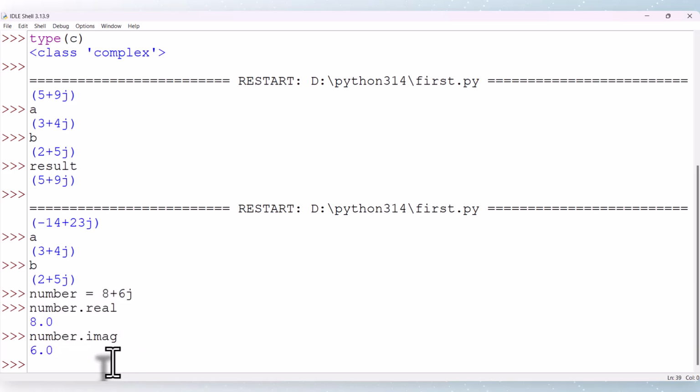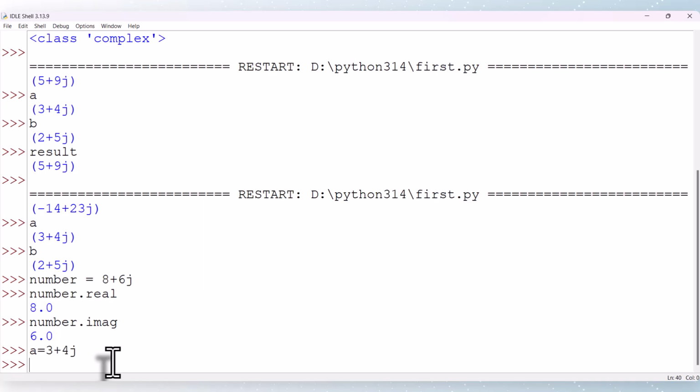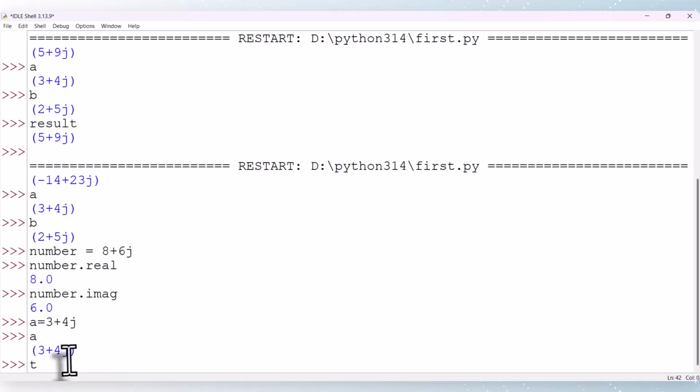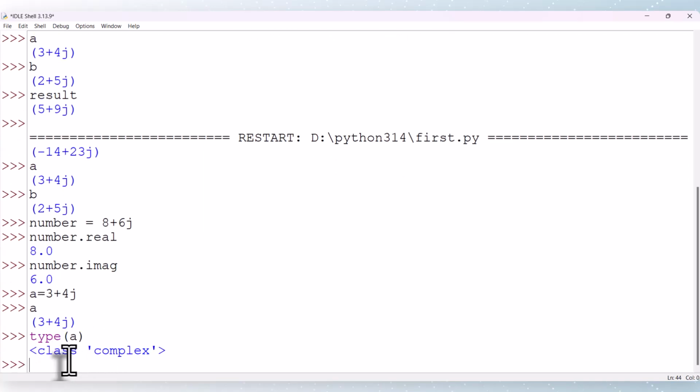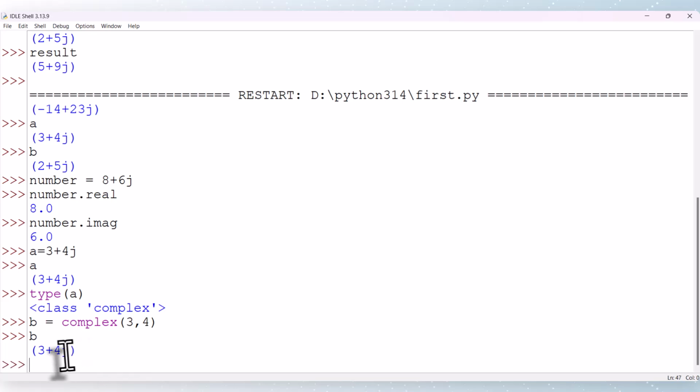So here I am taking a equal to 3 plus 4j. Okay. You can see the type of a, you can notice that it is a complex number. So this is one way, directly you can assign. The second way, you can use a complex function. Okay, complex of, you have to pass the real and imaginary values here. Complex of 3 comma 4. Now if you see the value of b, it is 3 plus 4j.